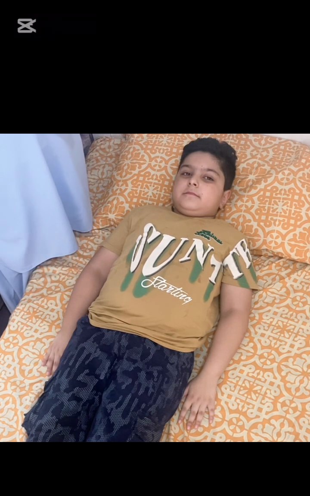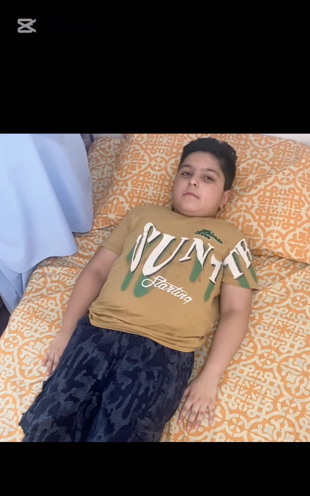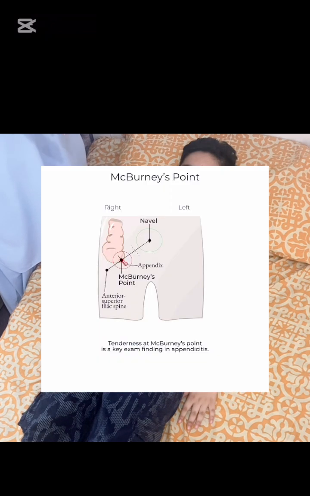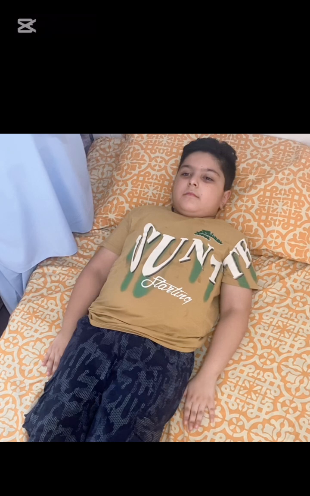Besides the signs, the symptom: he will present with abdominal pain. In the start, the abdominal pain will be around the umbilicus. Then within 6 to 12 hours, it will move to the right lower quadrant, a point we call the McBurney point. I will show you practically where the McBurney point is. And this symptom will be accompanied by fever, nausea and vomiting.